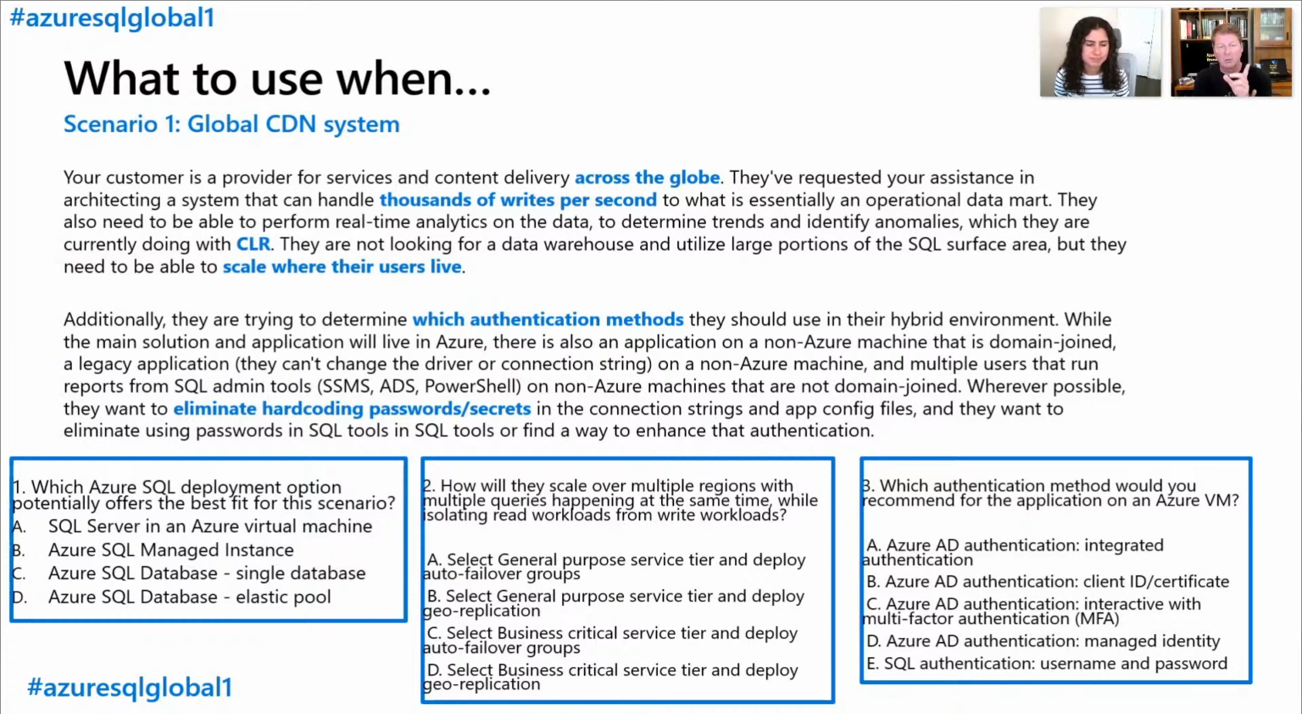Right. Okay. So process of elimination. We have to eliminate Azure SQL single database because we need a large portion of the SQL surface area, including CLR. So already I know I need a managed instance here. I could use a VM, but I would not say that is the best option because it's not platform as a service. It would work, but there'd be a lot more effort, especially when it comes to this global thing you're talking about, the scale where users live. Doing that would require a lot more work on your part with an Azure VM. So to me, a managed instance is probably the best.